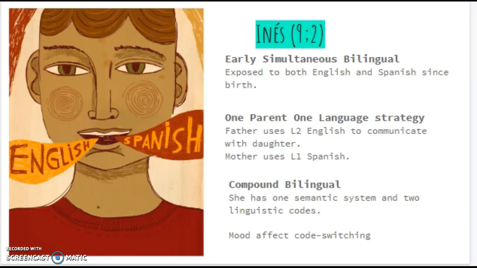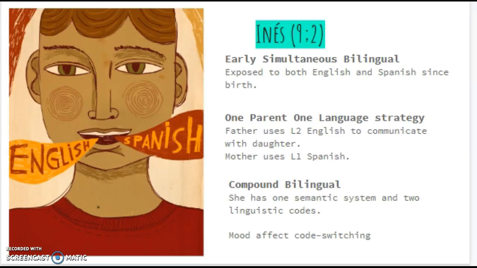She's in 3rd grade. She is considered an early simultaneous bilingual as she has been exposed to both English and Spanish since birth. Her parents have followed since birth a one-parent, one-language strategy. Her father uses his L2 English to communicate with his daughter, and the mother uses their L1 to communicate in Spanish. And their strategies are communicative approach, playing lots of games, reading, singing. And we can say that Inez is a compound bilingual. She has one semantic system and two linguistic codes.